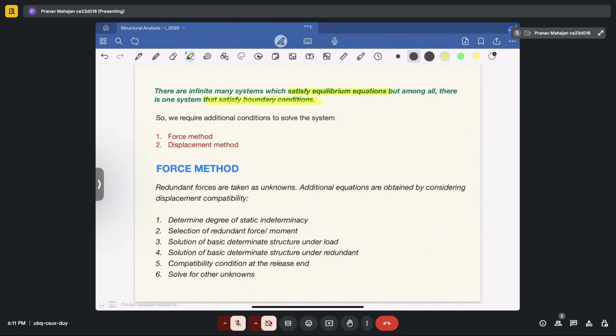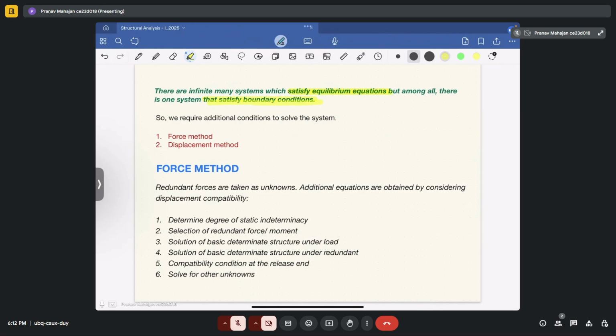So to solve such a system wherein boundary conditions are also required to be satisfied, we use the force method, or you can say the flexibility method, or the displacement method, which is also known as the stiffness method. Now talking about the force method, what will we do in this? We will take the redundant forces, or additional forces, which are available in addition to the available equilibrium equations in the structure. Those forces are considered as the first unknowns.